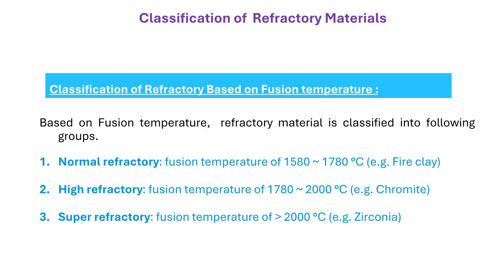Fusion temperature classification is critical because it ensures you select a refractory whose melting point is safely above your operating temperature, typically by 200 to 300 degrees Celsius. That margin guarantees long-term reliability and performance in service. In short, knowing the fusion temperature helps engineers match the right refractory to the heat demands of the furnace.